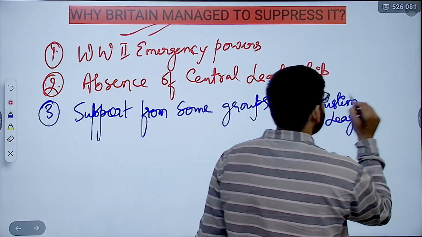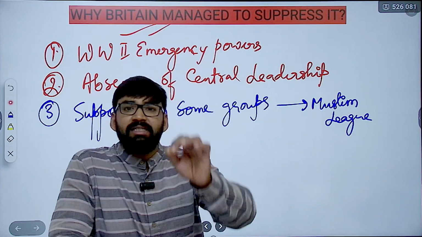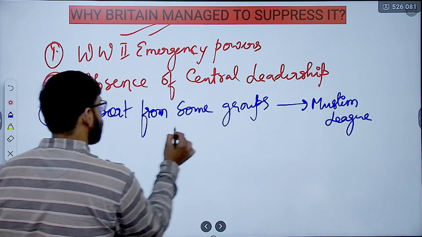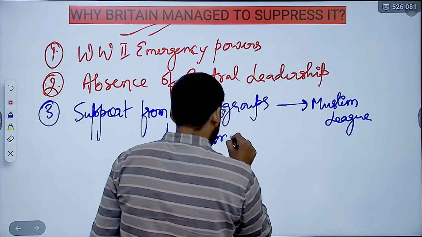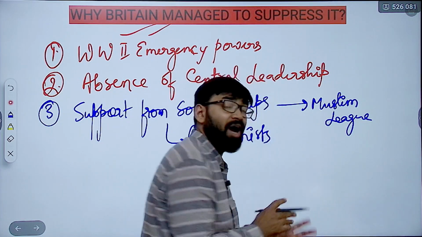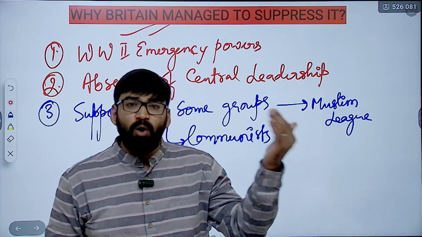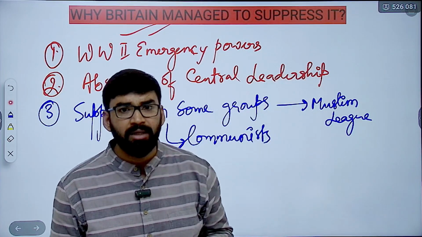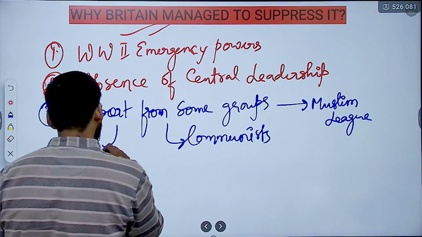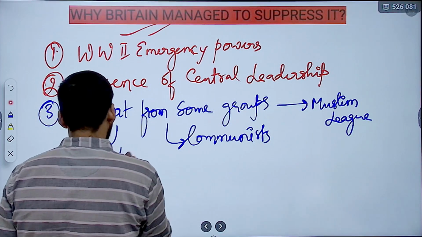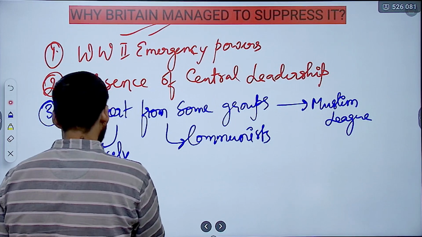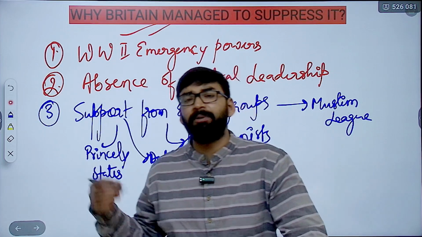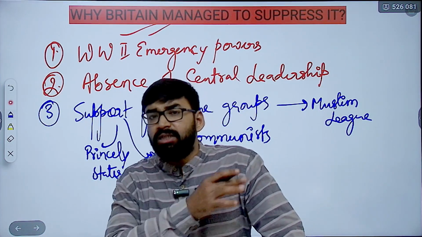What did they say? The Muslim League stayed away and focused on Pakistan. Then even the communists supported the British. Why? Because the USSR was with Britain in the Second World War. Then princely states, Dalits, depressed classes, Ambedkar, these groups and leaders were not involved.